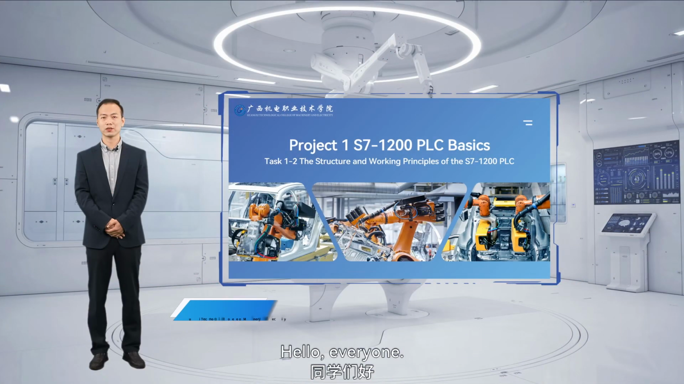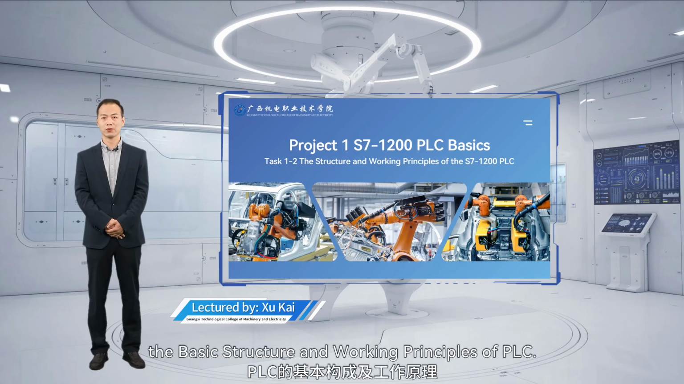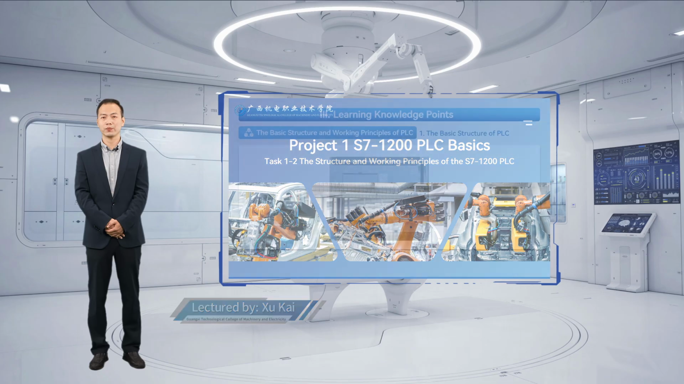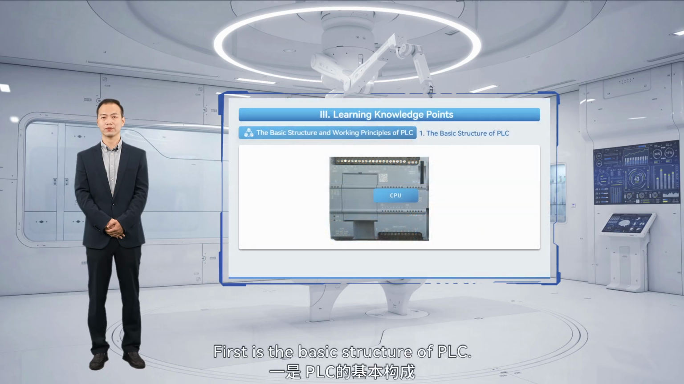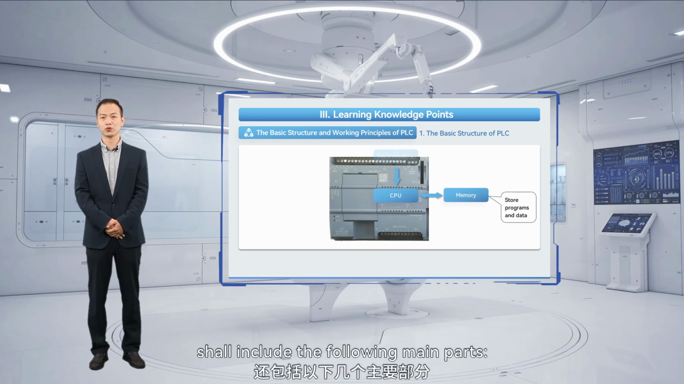Hello, everyone. Now we're going to learn Part 3, the basic structure and working principles of PLC. First is the basic structure of PLC. Besides the core CPU, a complete PLC shall include the following main parts.